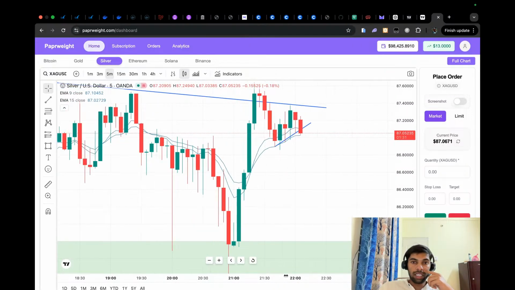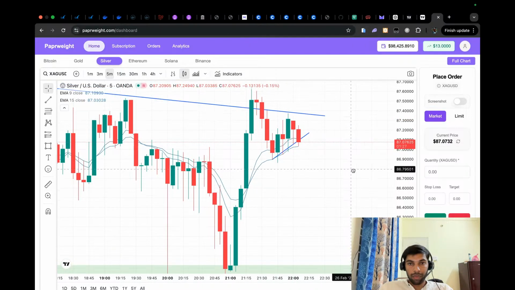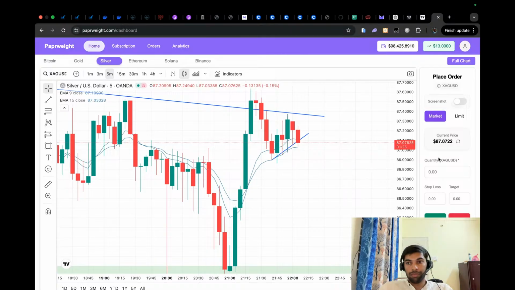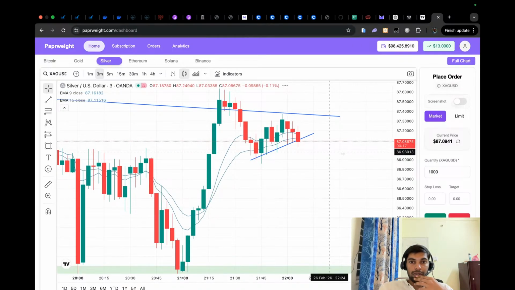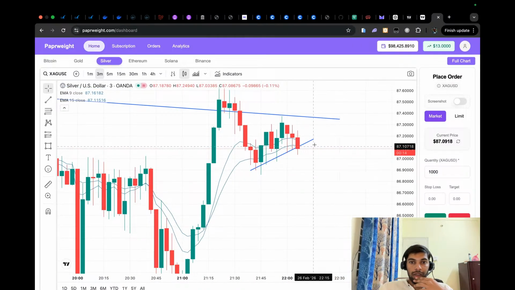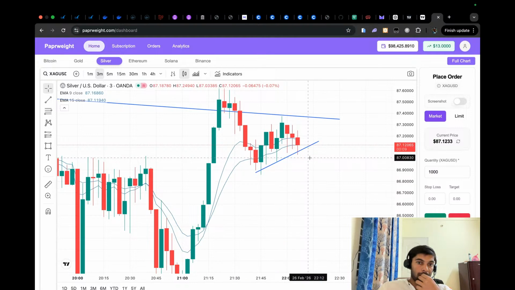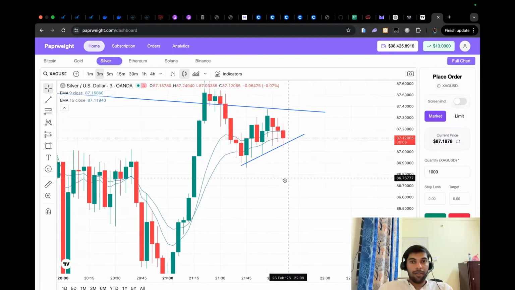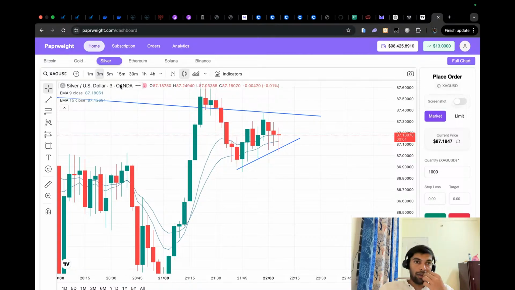Although there is a setup in silver on the selling side. So I will jump in with 1000 quantity again. I'm just waiting for the perfect entry. So there is no entry at all right now.